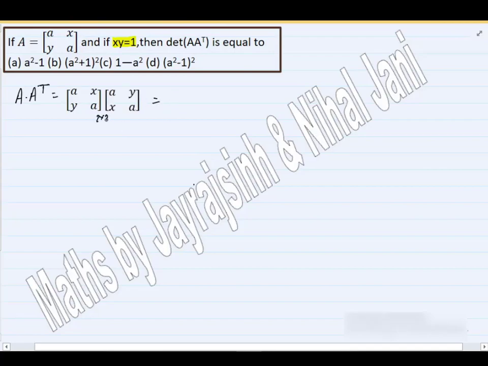Here we have a 2 cross 2 and a 2 cross 2 matrix. So our resultant matrix will be of the order 2 cross 2. That means we will get 2 rows and 2 columns. Our first element, which is in the first row first column, will be obtained by multiplying corresponding terms of the first row and first column. So here a will multiply with a, will give us a square, plus x will multiply with x, will give us x square.